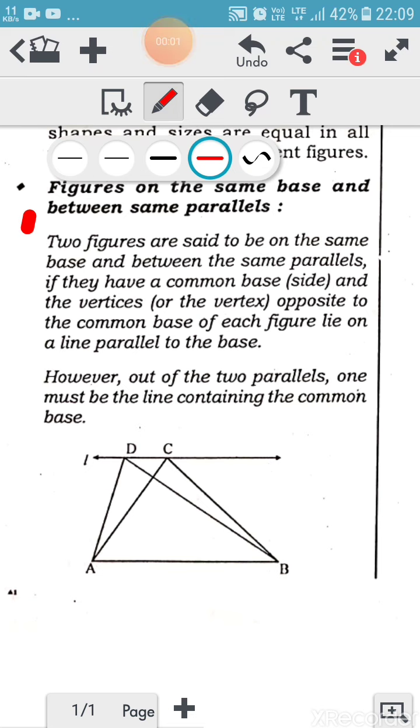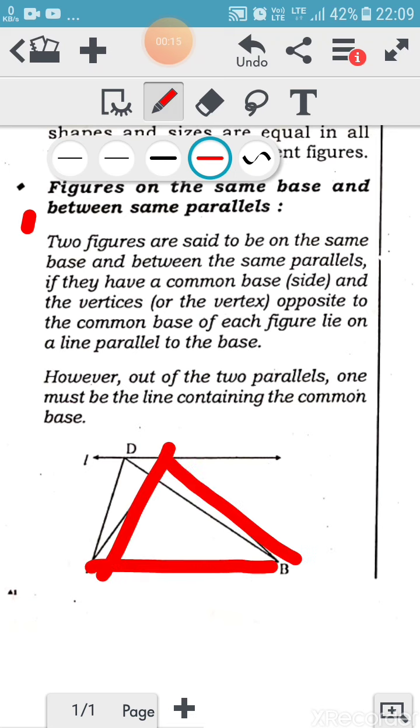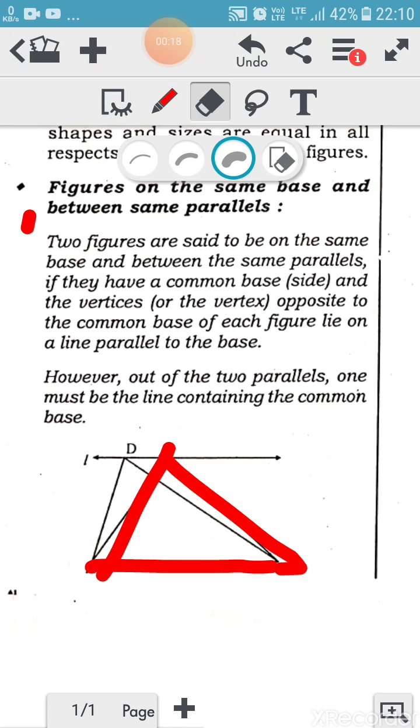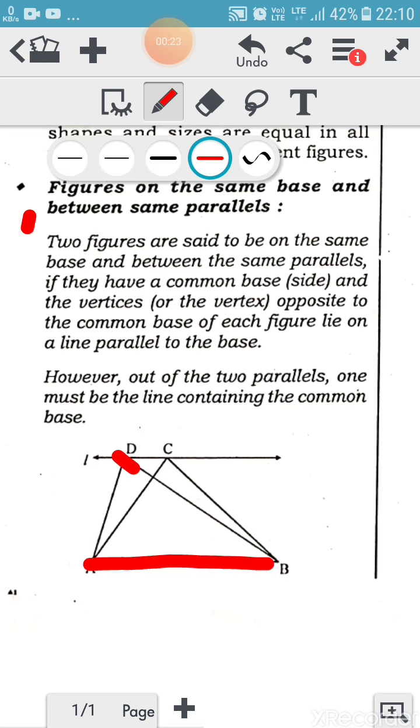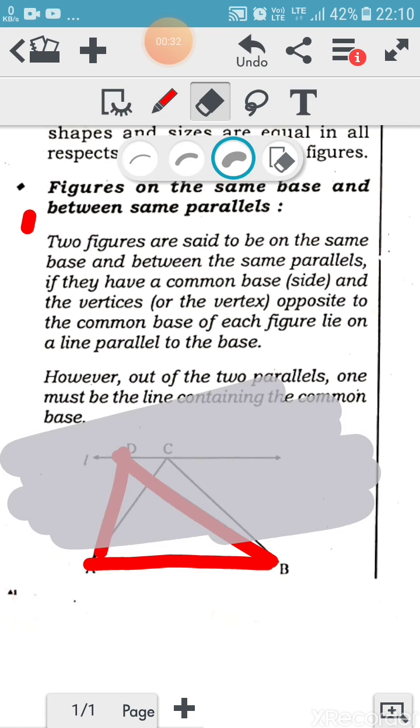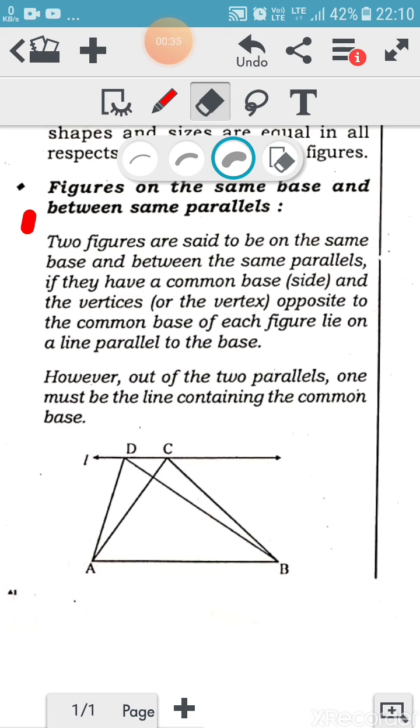Now see figures on the same base and between same parallels. Now see here you will find that there are two triangles. One is ABC. This is one triangle, and again you see there is another triangle, that is ABD. So what we have to see here is whether these two triangles are on the same base and between same parallels, yes or not.